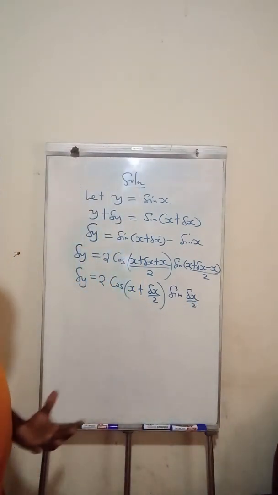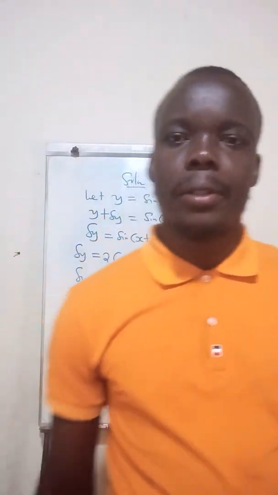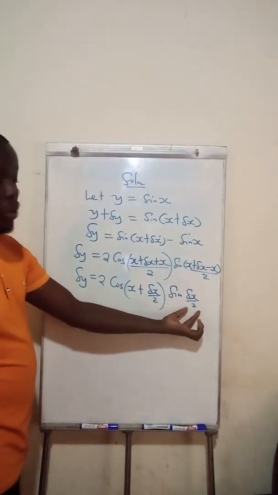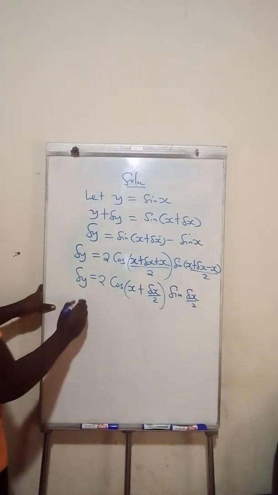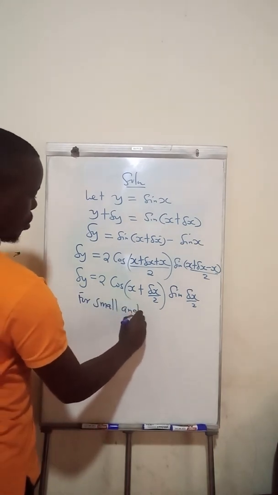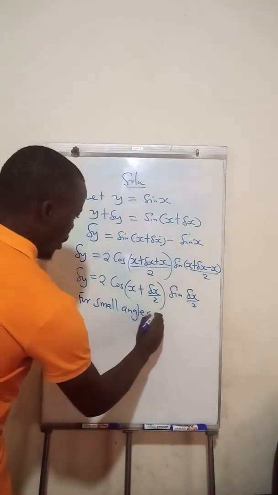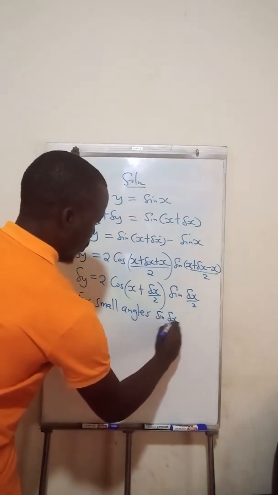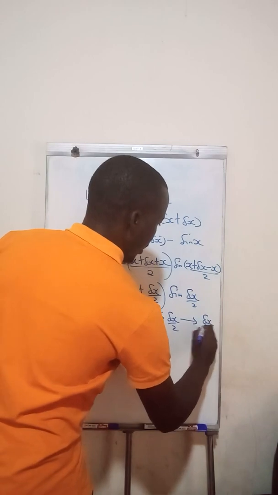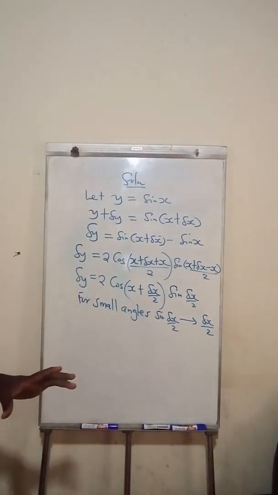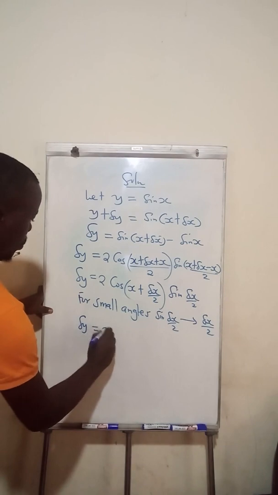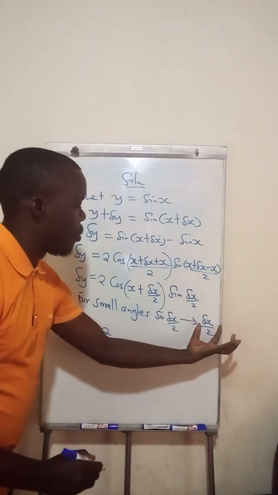Then one assumption we're going to bring in here is that for very small angles in radians, sine delta x out of 2 is as good as delta x out of 2. So I will say for small angles, sine of delta x out of 2 is approximately, or it tends to, delta x out of 2. That is only on condition that the angle is very small. So this leaves us with delta y equals 2, the 2 we have here. Now the whole of this, remember, is now approximated to delta x out of 2.